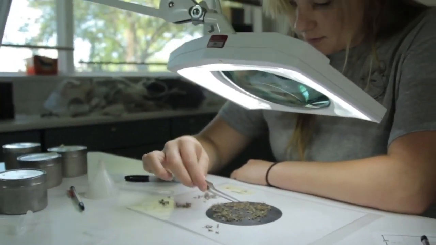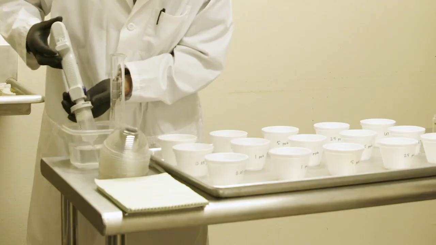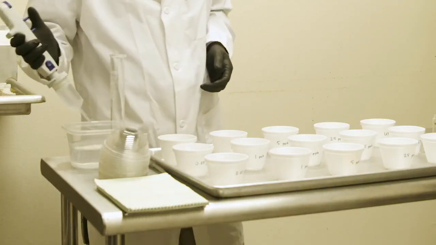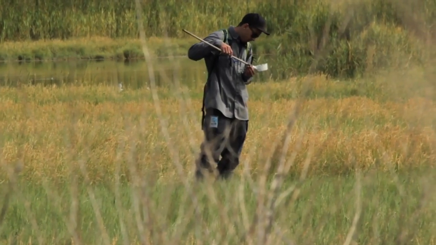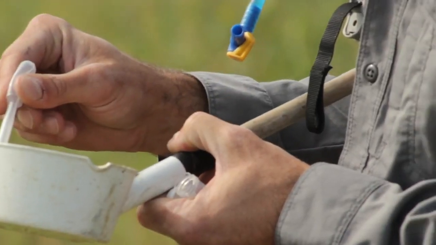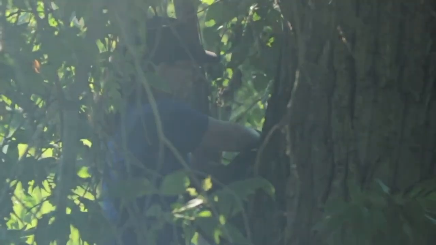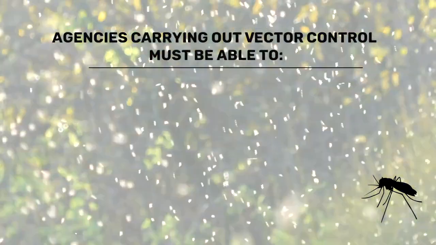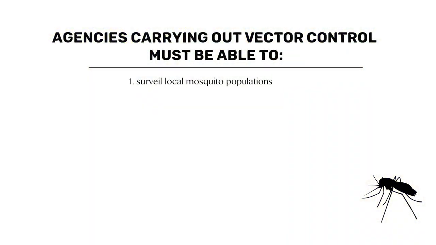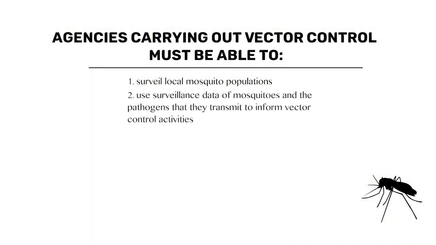Controlling mosquitoes requires that local health departments and vector control organizations have 5 core capabilities. In order to make informed decisions about vector control that reduce the incidence of vector-borne diseases and improve quality of life, agencies carrying out vector control must be able to, first, surveil local mosquito populations. Second, use surveillance data of mosquitoes and the pathogens that they transmit to inform vector control activities.